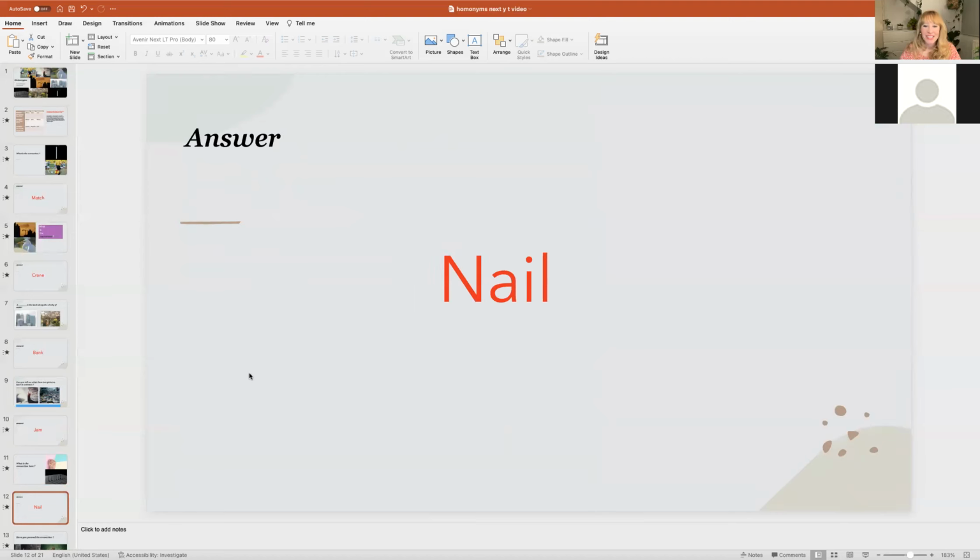The answer is nail. We have finger nails. And we also use a nail to put a picture fix the picture onto the wall.